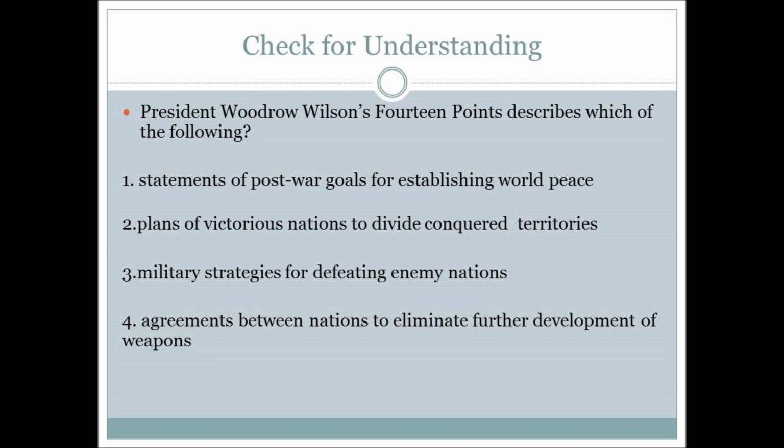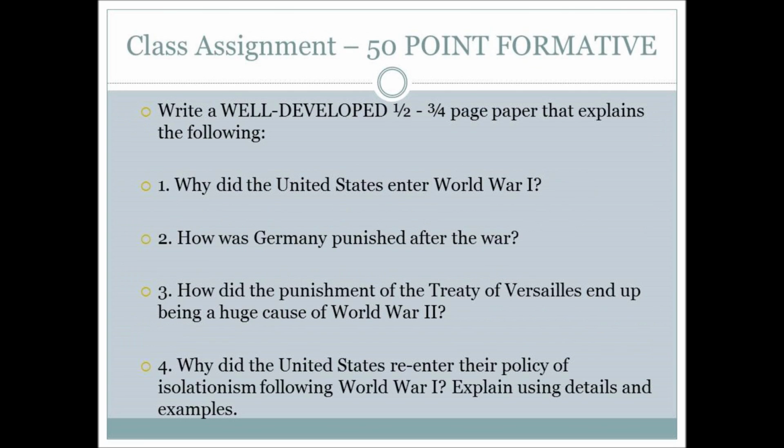Your class assignment today, which is a 50-point formative grade, is to write a well-developed half-page, three-quarters of a page paper that explains something that we've talked about the last 2 days, basically World War I. And the 4 points that you have to hit are: 1. Why did the United States enter World War I? 2. How was Germany punished after the war? 3. How did the punishment of the Treaty of Versailles end up being a huge cause of World War II? And 4. Why did the United States re-enter their policy of isolationism following World War I? Explain using details and examples.